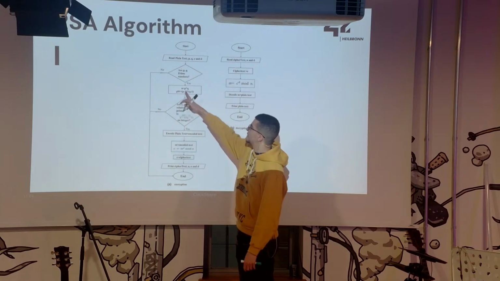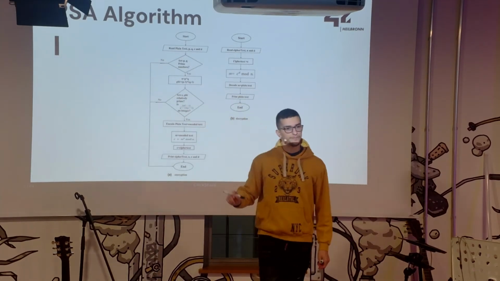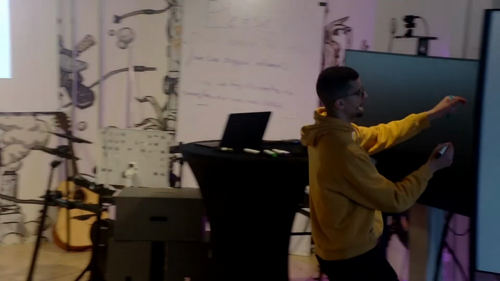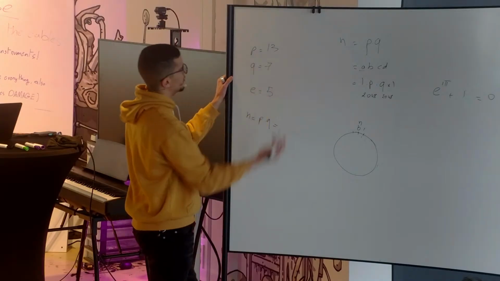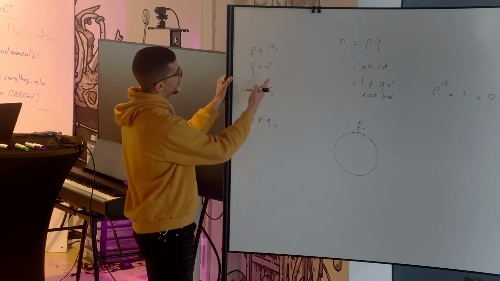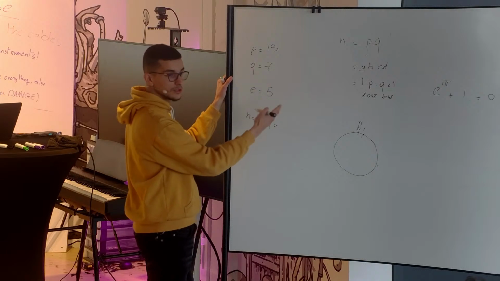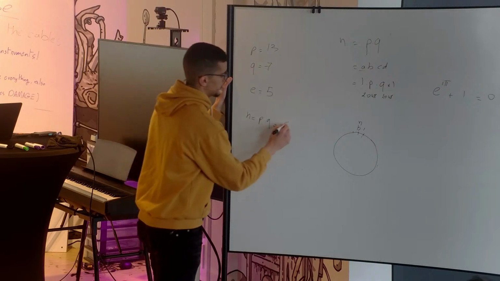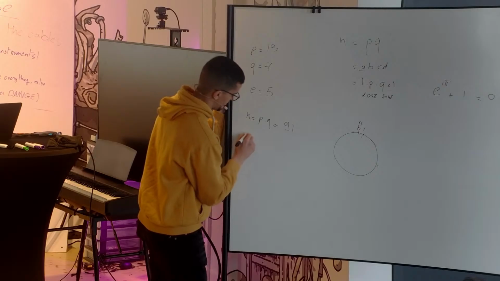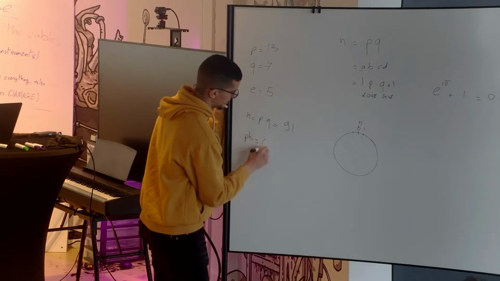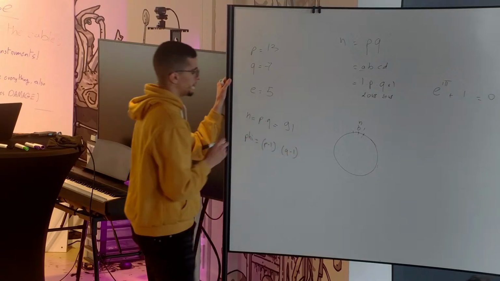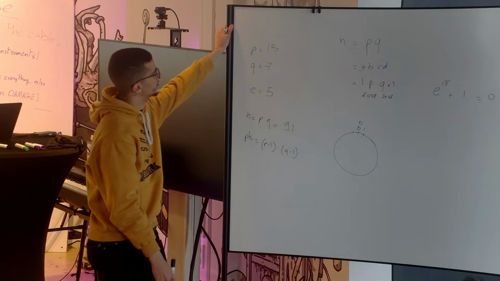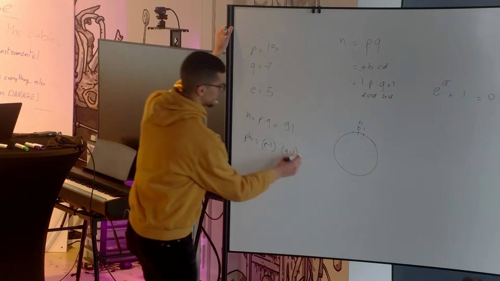Now we're going to generate N, and we're going to generate phi. N is basically P multiplied by Q. In this example, 13 multiplied by 7 is 91. And phi is basically (P minus 1) multiplied by (Q minus 1). What is that? 12 multiplied by 6 is 72. 72, right?